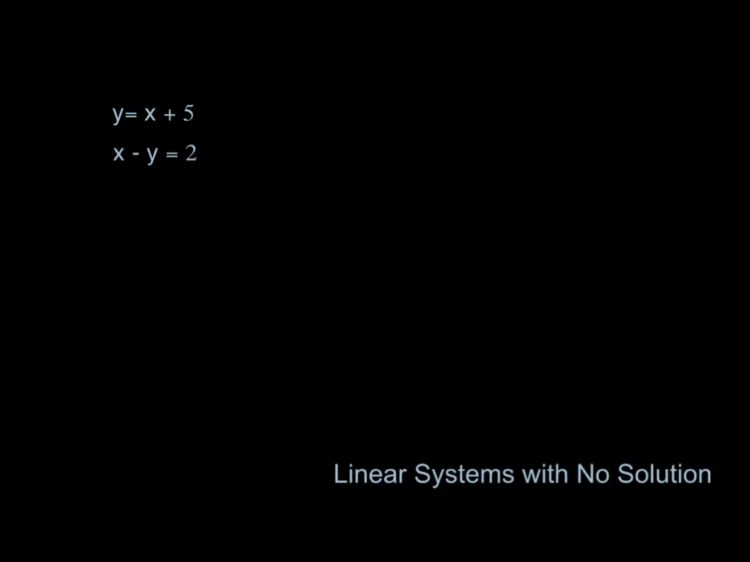Okay, so let's look at another system. So this system, just like the last one, has one of my equations already set up in slope-intercept form for me, all nice and neat, but the other equation needs a little manipulation. So I'm going to take this equation, and the first thing that I'm going to do to isolate y is subtract x from both sides.